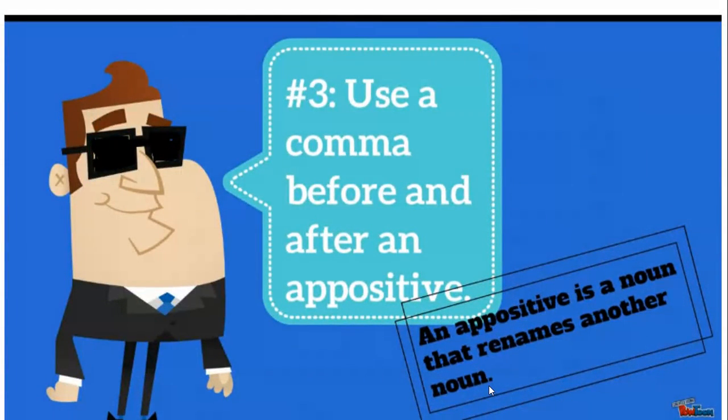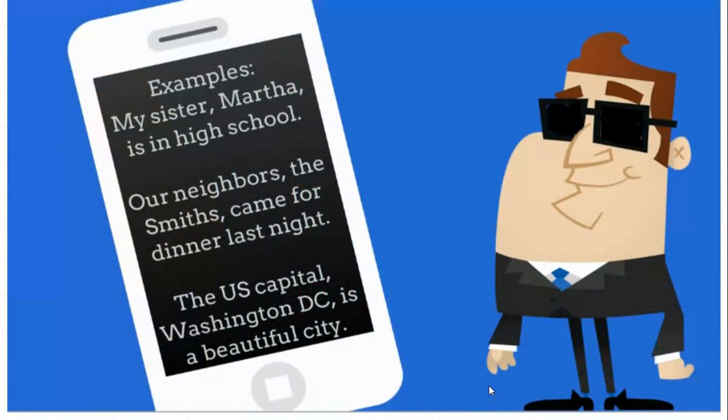Number 3. Use a comma before and after an appositive. What's an appositive? An appositive is a noun that renames another noun. And the example is: my sister, comma, Martha, comma, is in high school. So here my sister and Martha are both referring to the same person. We can also write the sentence without the appositive. For example, the sentence is complete if you write: Martha is in high school.